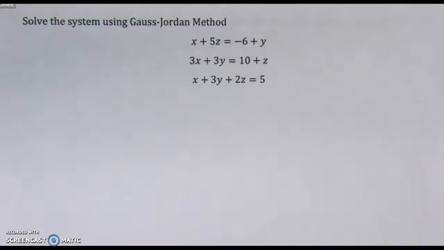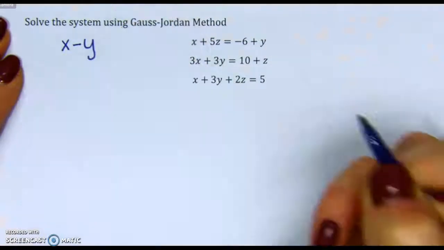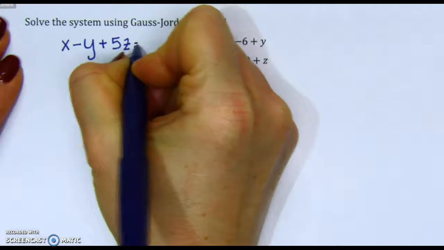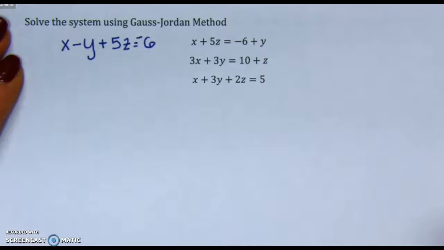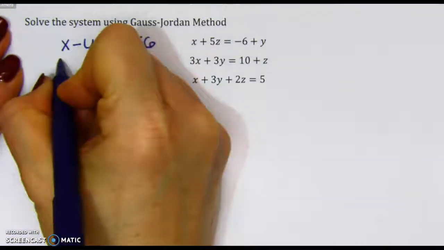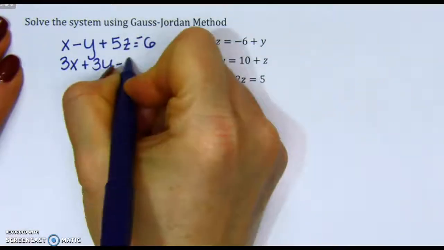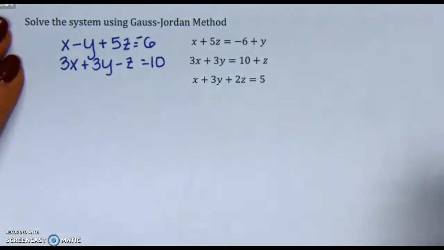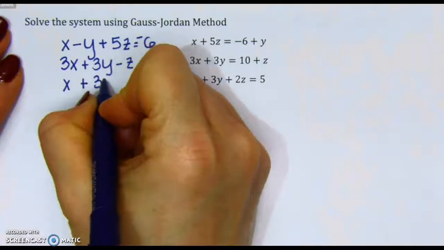So x, y, z. So when I rewrite our first one, I'll have x subtract y plus 5z equals -6. The middle row, I've got 3x plus 3y minus z is 10. And it looks like our bottom one is already written appropriately, so I'll just recopy that.